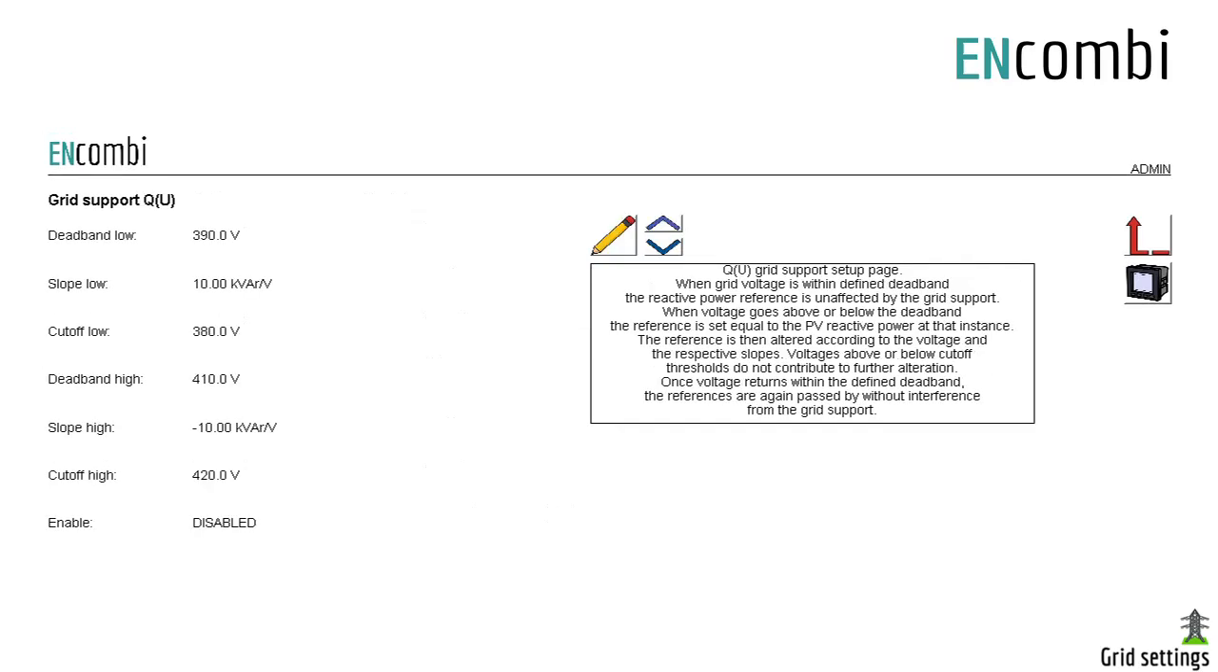The next setting is Grid Support U, which is for the correlation between grid voltage changes and reactive power. Here you can set the preferred grid voltage in order to create a condition where the reactive power does not get affected, which means that within a defined dead band the reactive power reference is unaffected by the grid support. When voltage goes above or below, at that instance the reference is set equal to the PV reactive power.